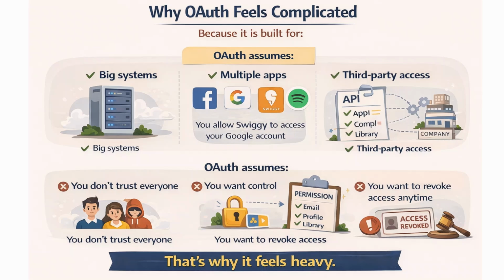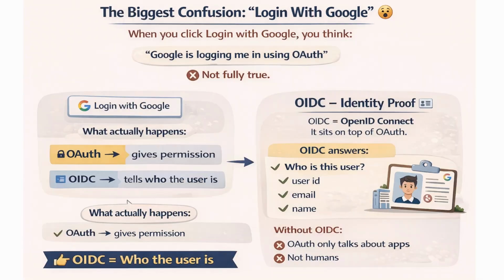This is where the most confusion happens. When you click on the login with Google button, you have seen that login with Google button in various applications or websites. In that scenario, you are thinking that Google is logging me in using OAuth. That is not exactly the case. What actually happens is OAuth only handles permission.